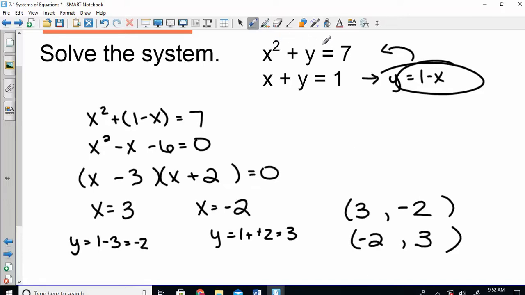And we can always check these. 3 squared is 9, plus negative 2 is 7. 3 plus negative 2 is 1. Negative 2 squared is 4, plus 3 is 7. Negative 2 plus 3 is 1. So they both work in both equations.